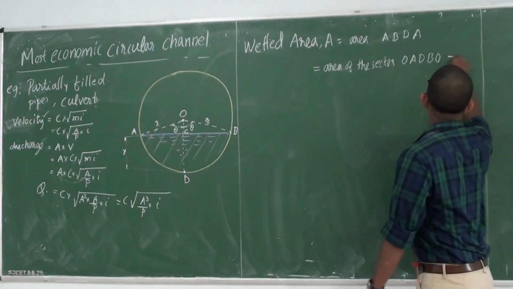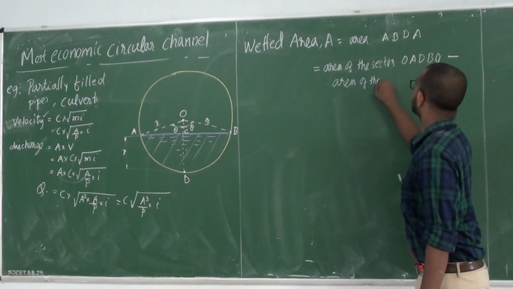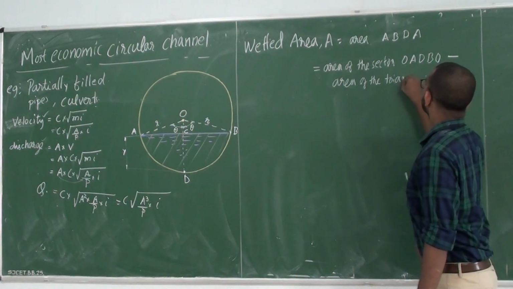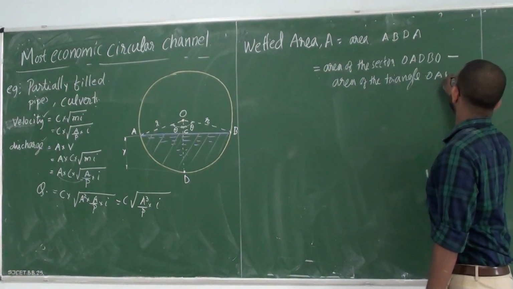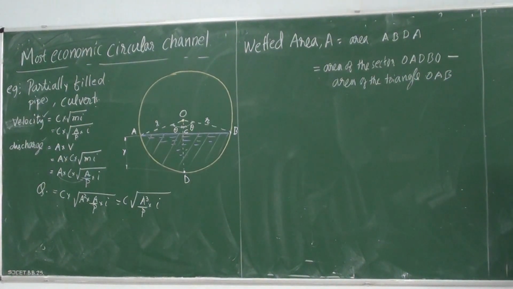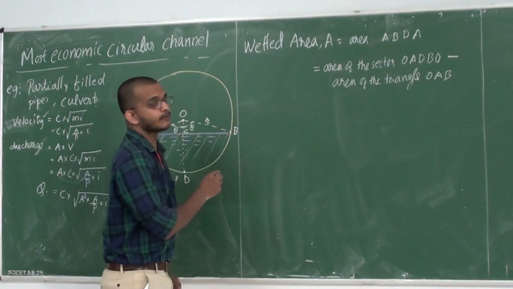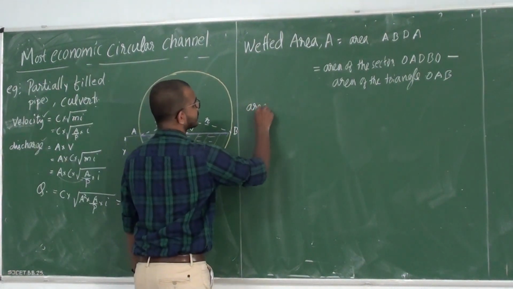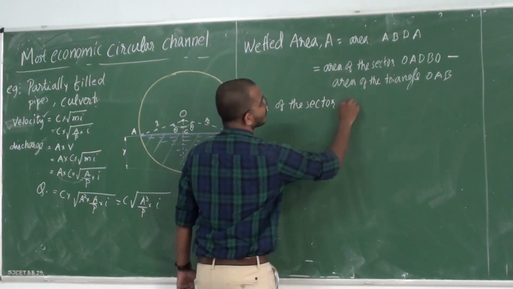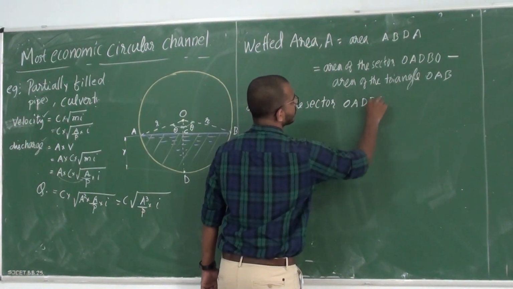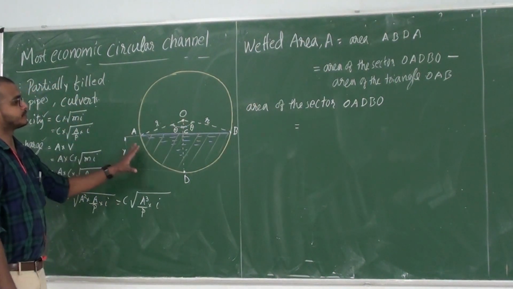minus the area of the triangle OAB. In this way we can find out the wetted area. So what is the area of the sector OADBO?